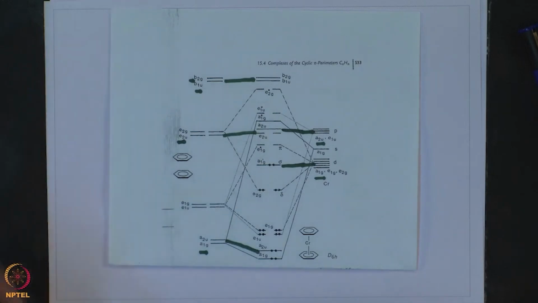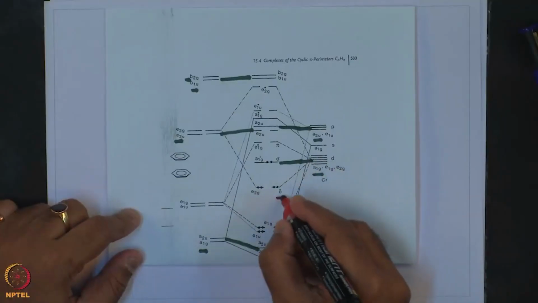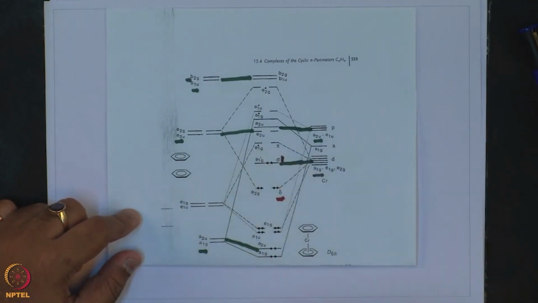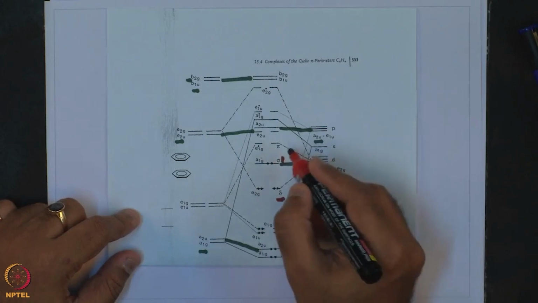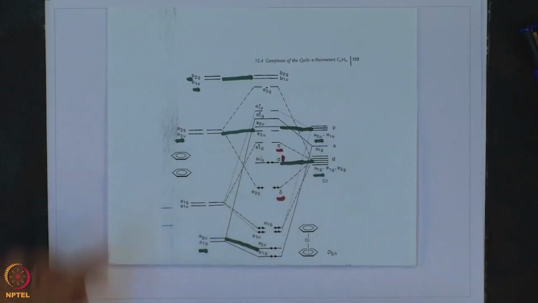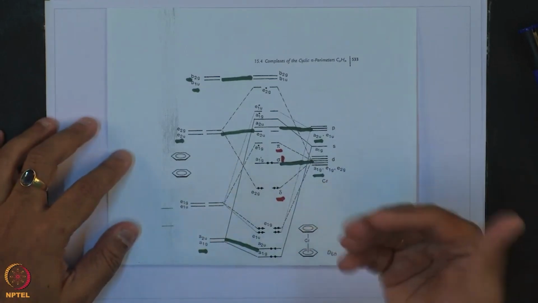And one last thing about the previous discussion is the fact that of the kinds of interaction that exist, E2G engages in delta type interaction, A1G engages in sigma interaction, and E1G star engages in pi type interactions. So, these are the three interactions, sigma, delta, pi type, which are prevalent in bis benzene chromium of D6H symmetry.